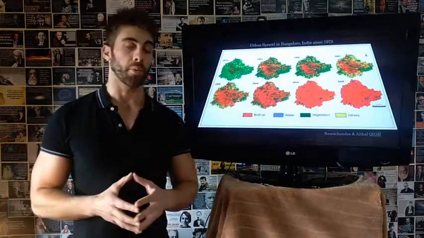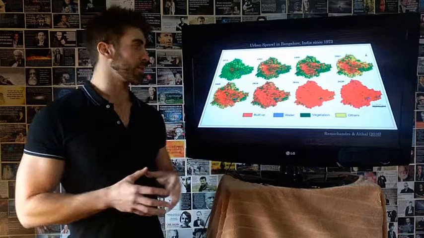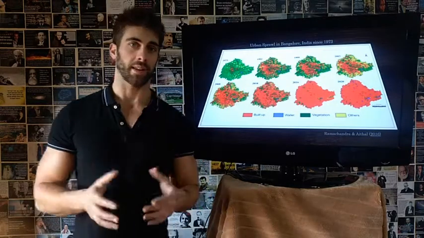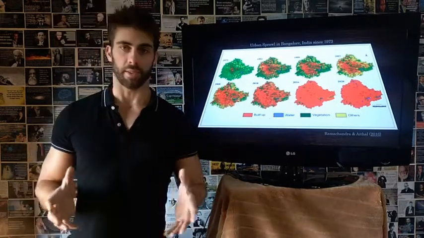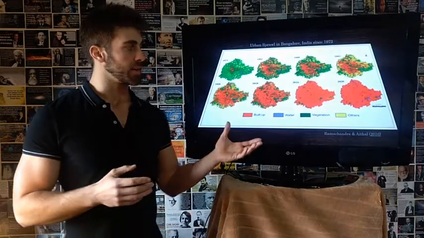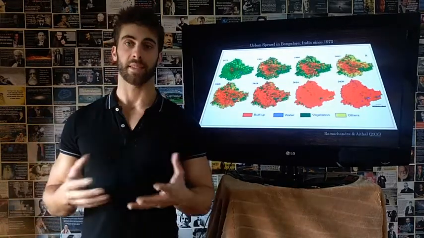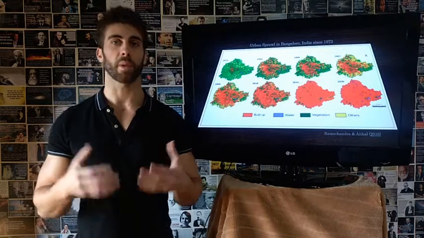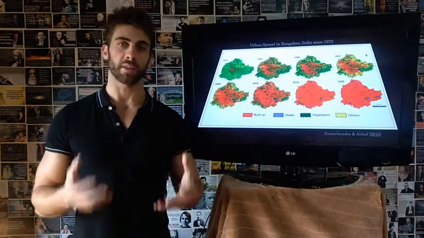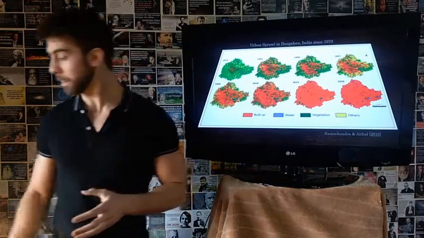In 1973, the city was almost entirely covered by vegetation, and is now completely the reverse. We now have a city covered by asphalt and cement, and this is a result of population growth and people moving into the cities looking for a better life. Next up, we have agriculture.